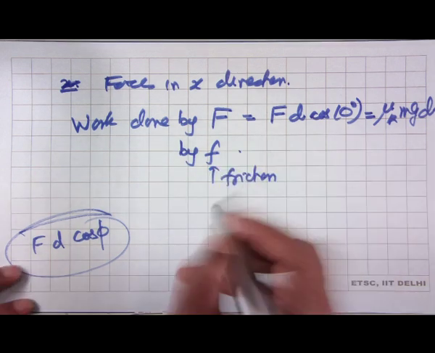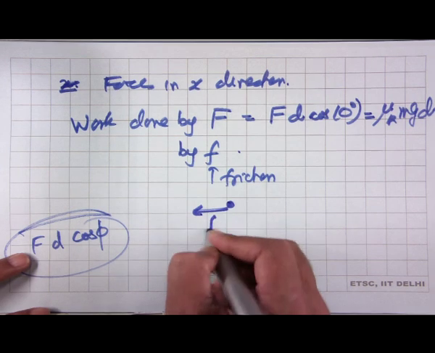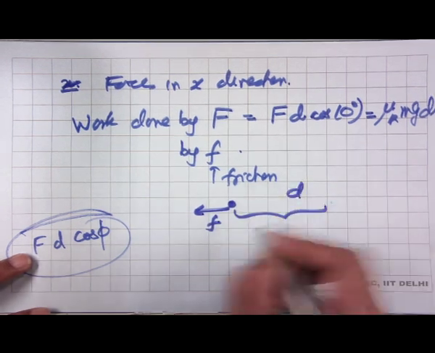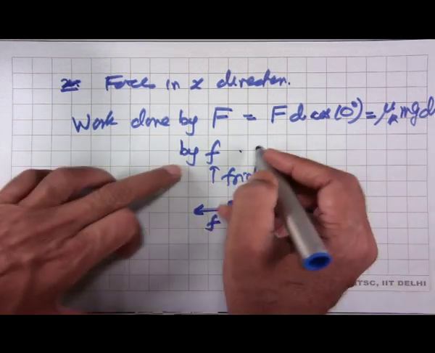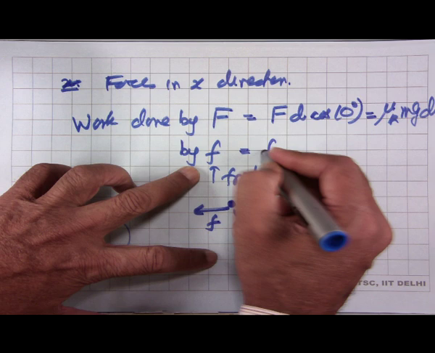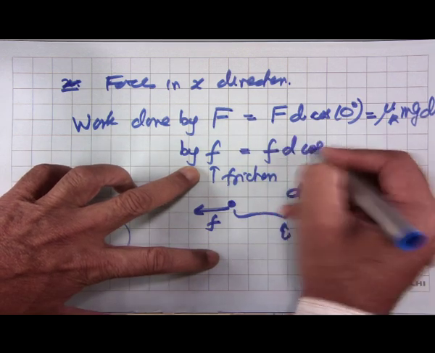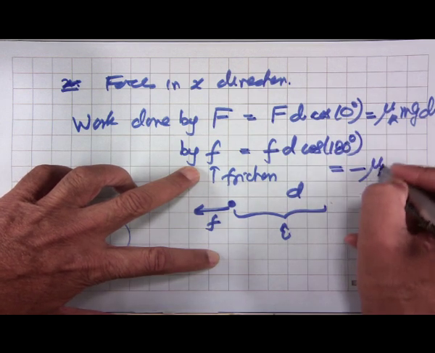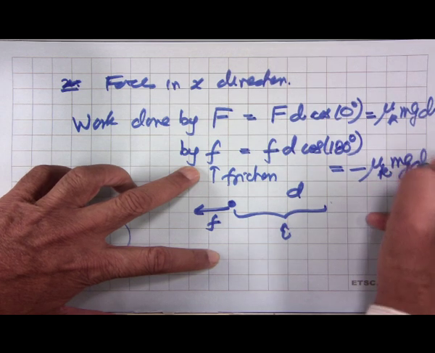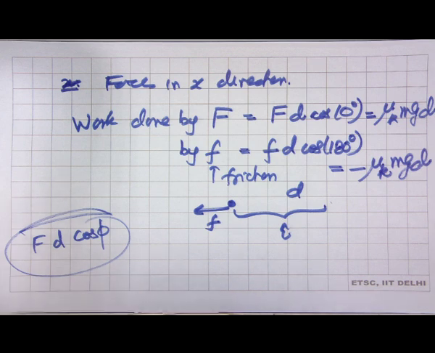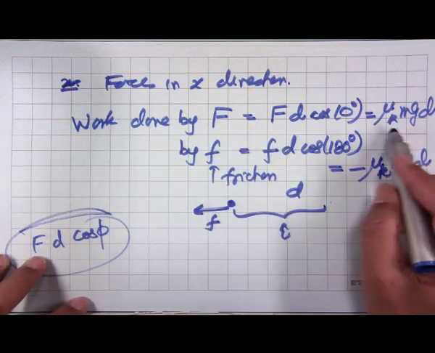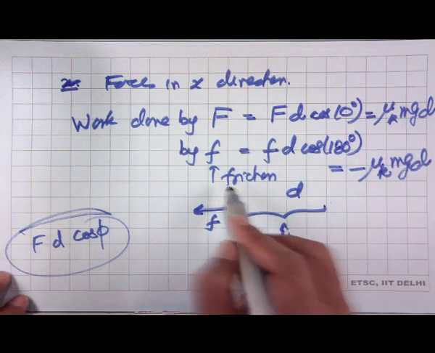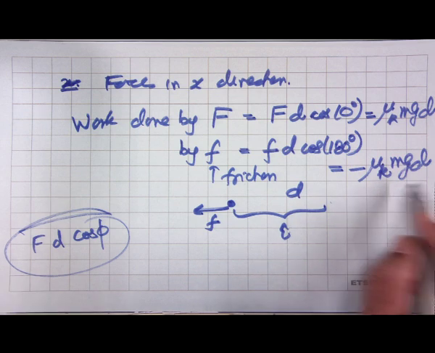Now, when we look at friction, friction is acting in this direction, while the displacement d is in the plus i direction. So the work done by friction will be equal to friction force times d times cosine of 180 degrees, which is minus mu k times mg times d. So these are the work done by the 4 individual forces. Work done by n and mg separately is 0, work done by F is equal to mu k times mg times d, and work done by friction is equal to minus mu k times mg times d.